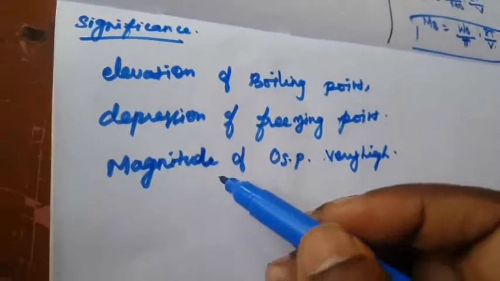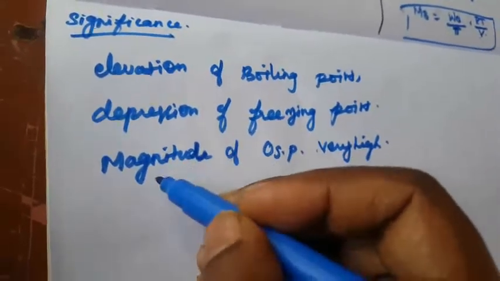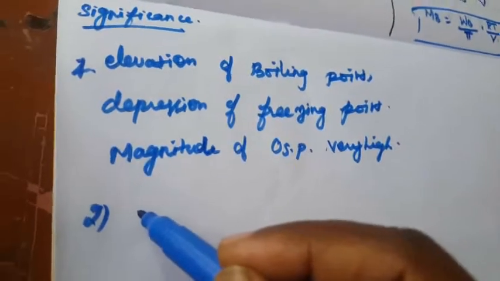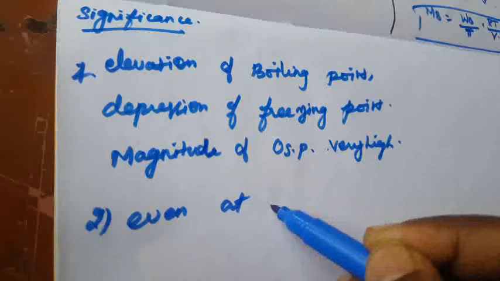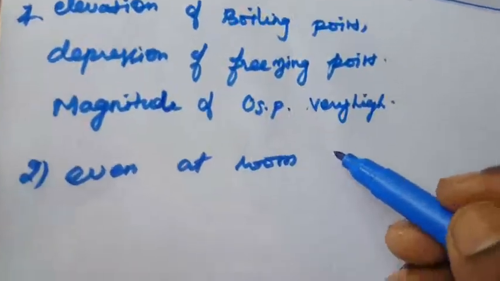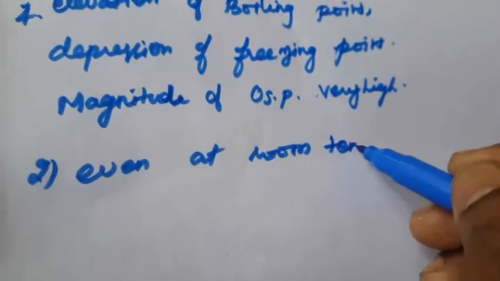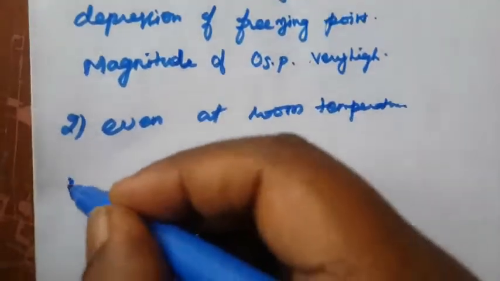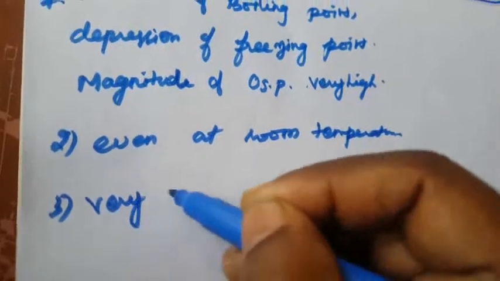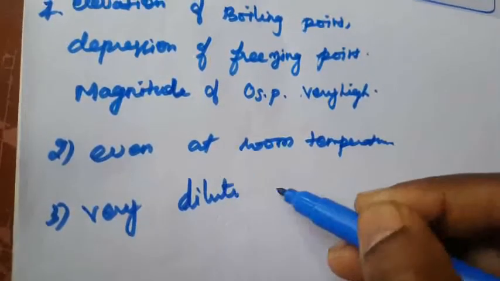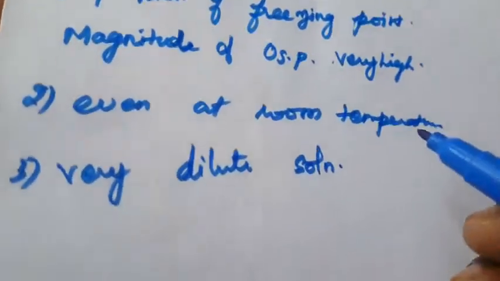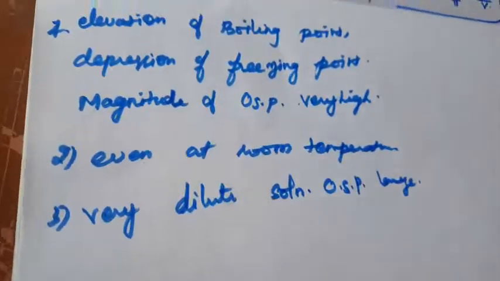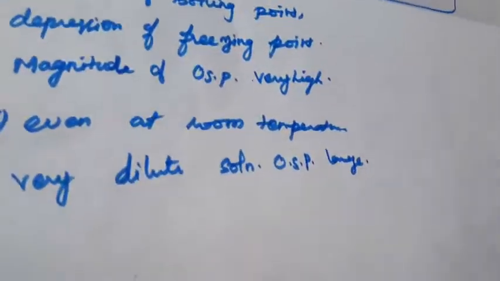The osmotic pressure can be calculated even at room temperature. So that is the second point. You can easily calculate it even at room temperature, when compared to the other properties. Third one, even in a very dilute solution, the osmotic pressure is large. Okay, so these are the significance of osmotic pressure.